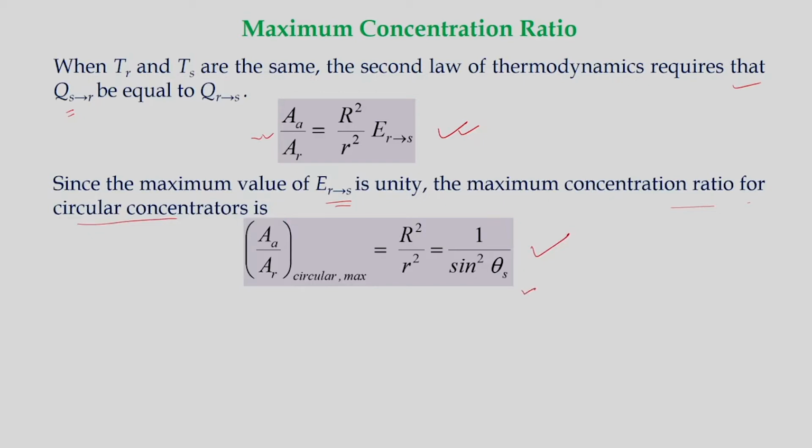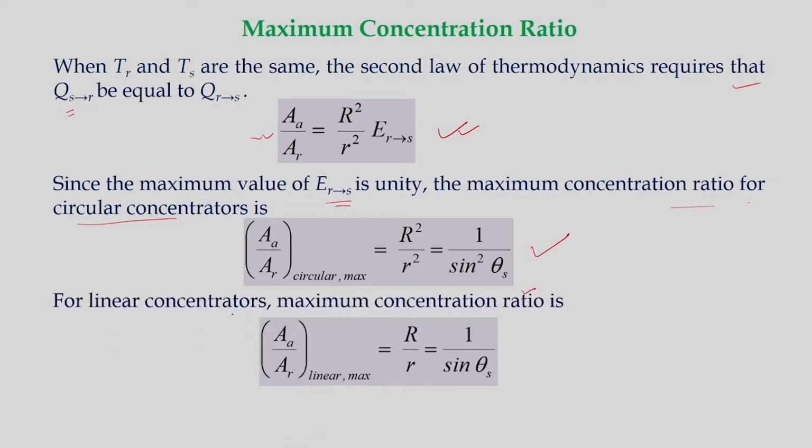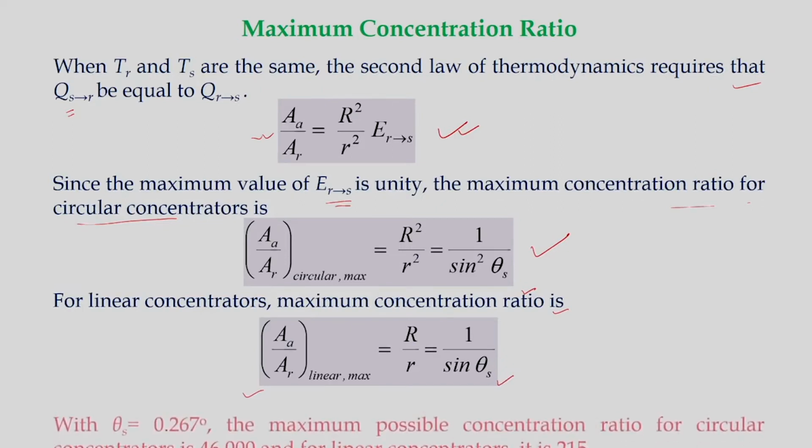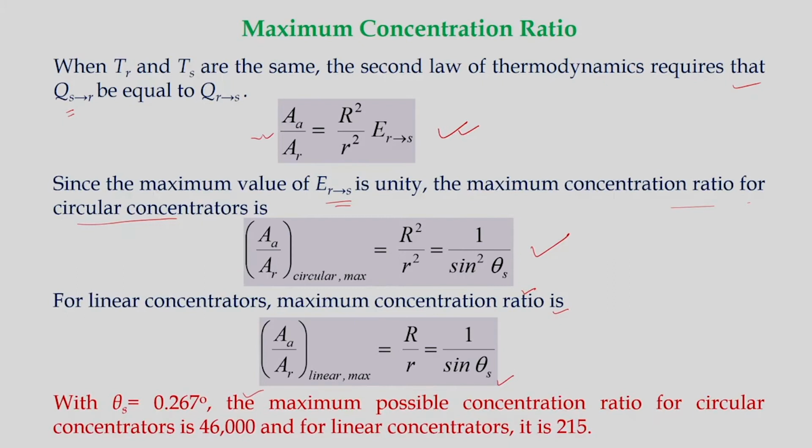The geometry of the concentrator may be different. So this is for a circular concentrator, and for linear concentrators the maximum concentration ratio is found to be 1 by sin theta s, right. If we know this theta s, which is equal to 0.257 degree, the maximum possible concentration ratio for a circular concentrator is calculated to be about 46,000, and for a linear concentrator it is found to be about 215.